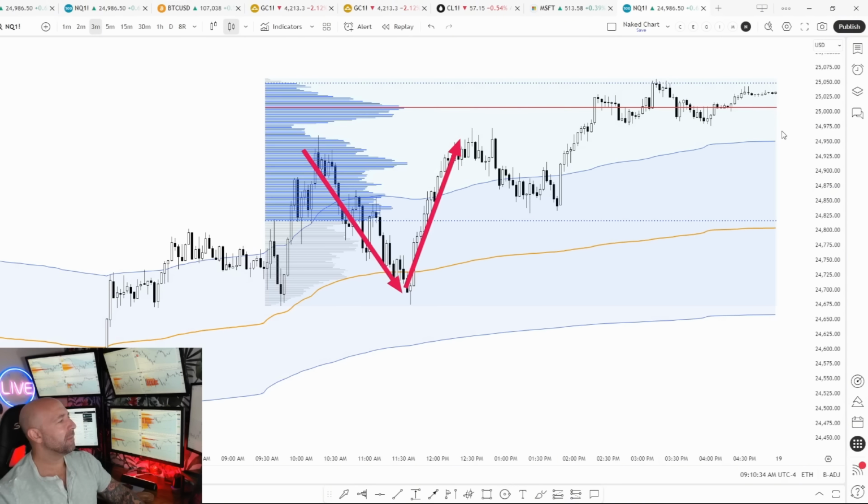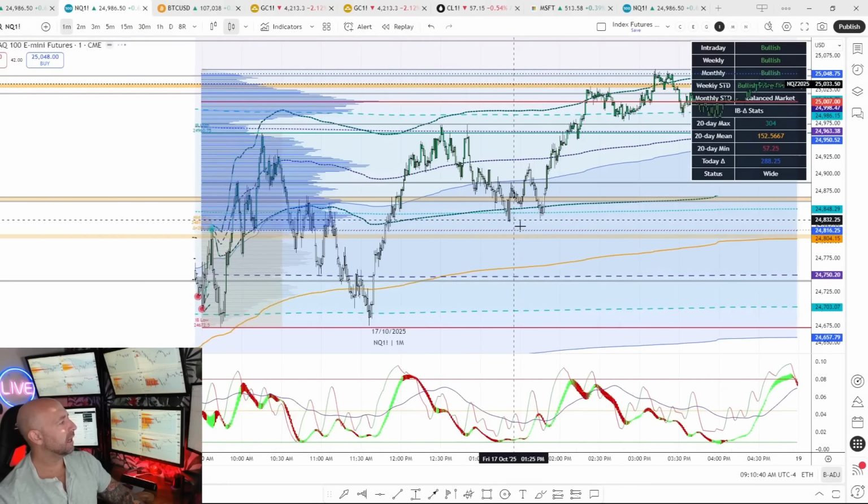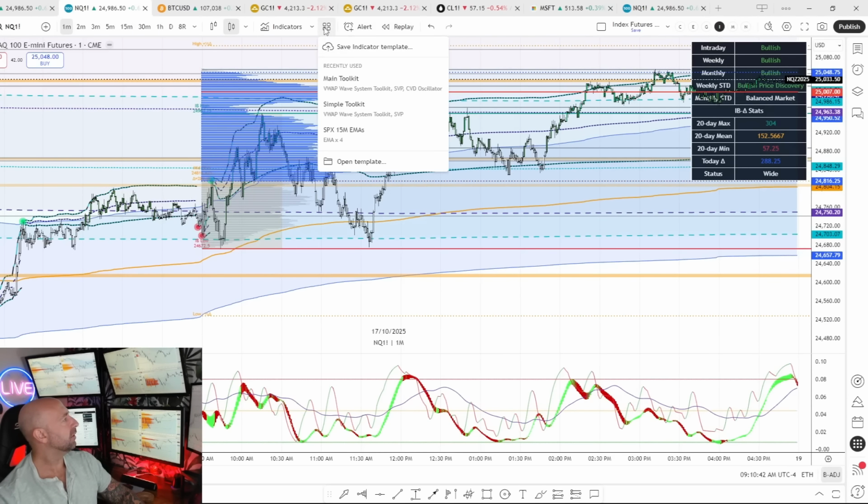So we marry the information from the profile. If we were to have our LVNs on our screen, this is where the toolkit comes in. All right, let me do the simpler version. This is probably a lot to most of you.